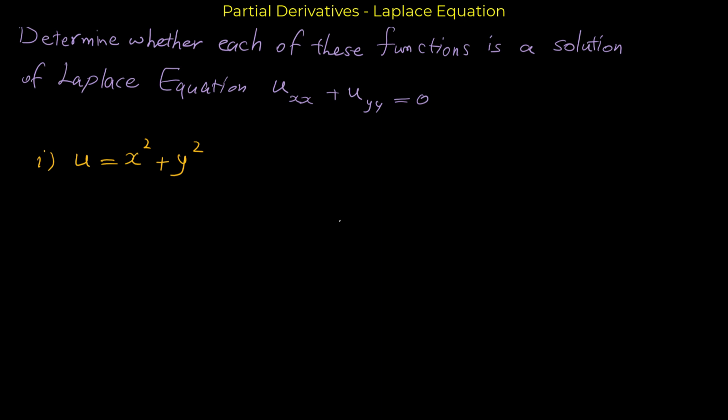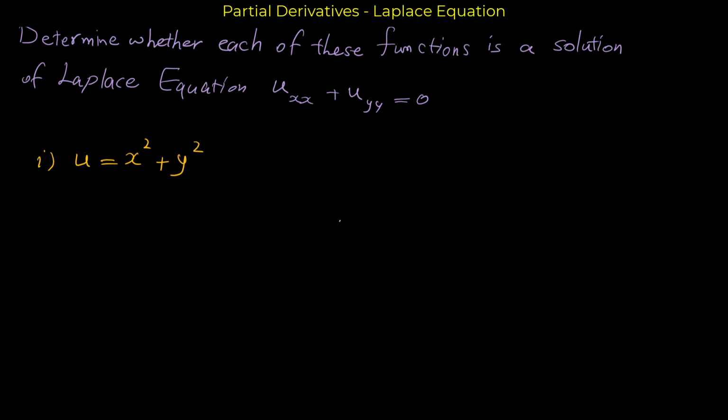In this video, we want to determine which of these functions is a solution for the Laplace equation. What is the Laplace equation? The two-dimensional Laplace equation is this: uxx plus uyy equals 0. Uxx means the second order partial derivative of u with respect to x, plus the second order partial derivative of u with respect to y. The sum of these two should be 0. If a function satisfies this equation, it means it is a solution for this differential equation.